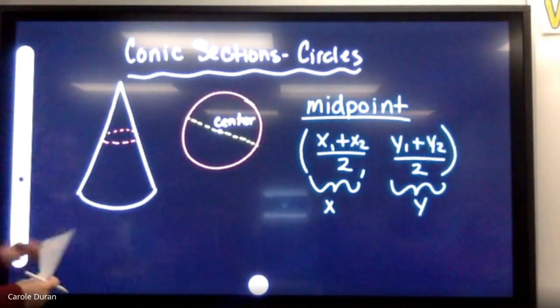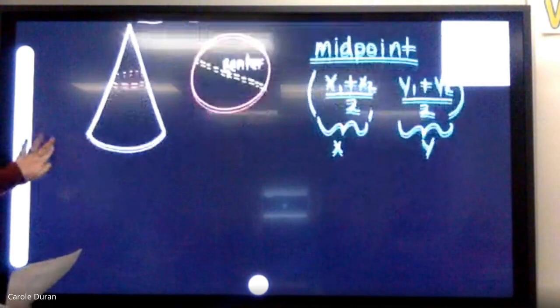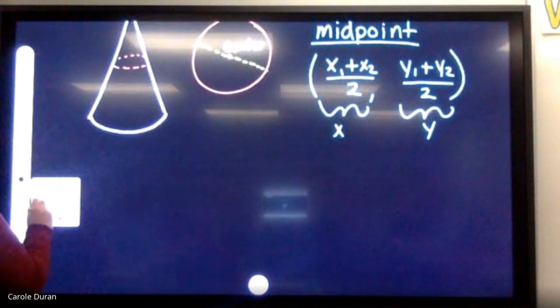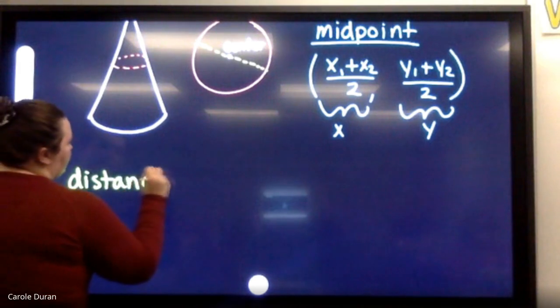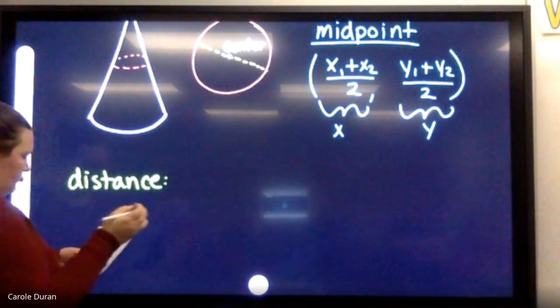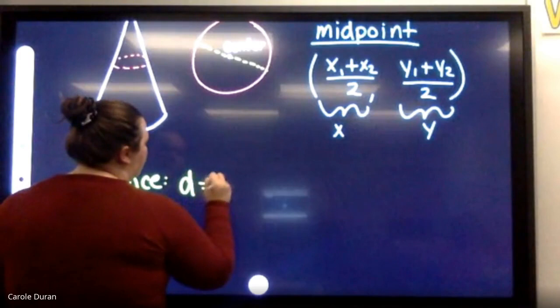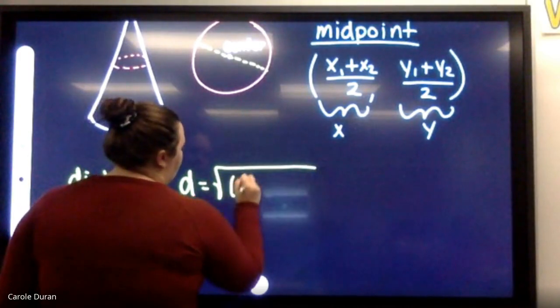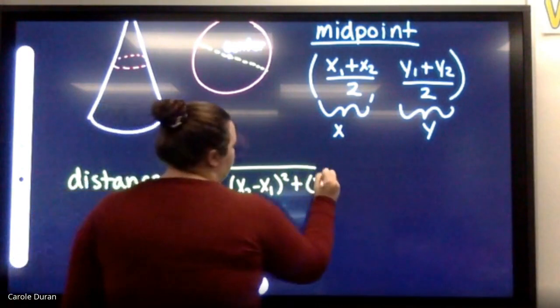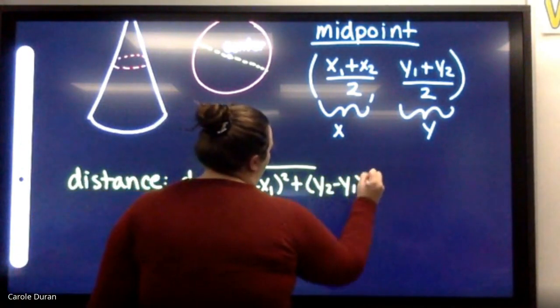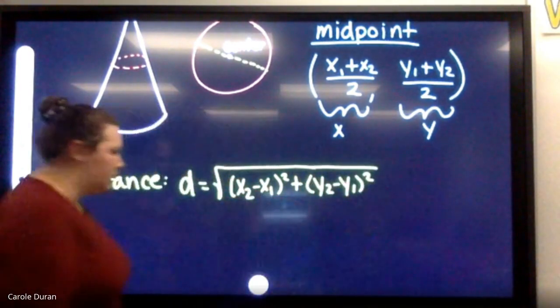Also important to note, we should know what the distance formula is between 2 points. So our distance formula, D is equal to the square root of x2 minus x1 squared plus y2 minus y1 squared, all under the square root.